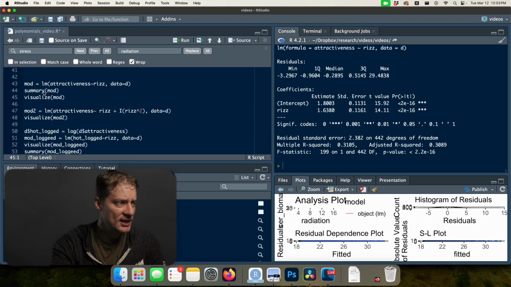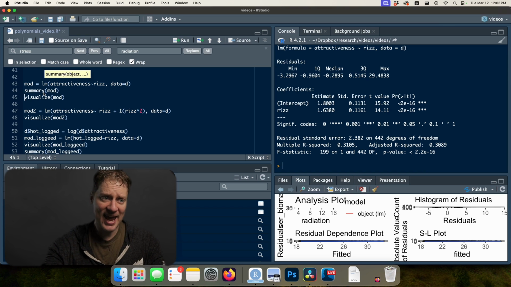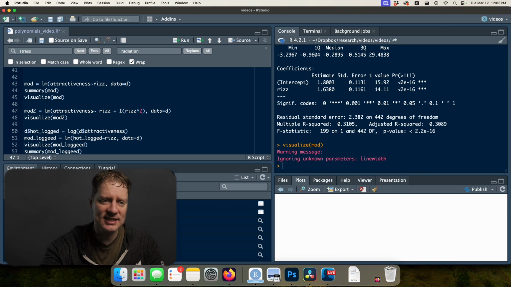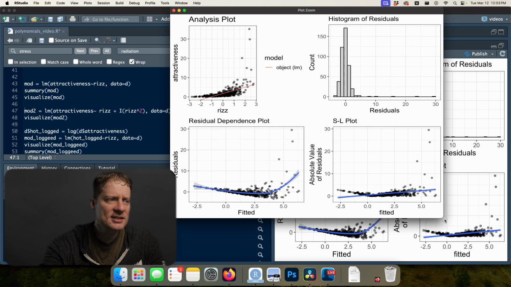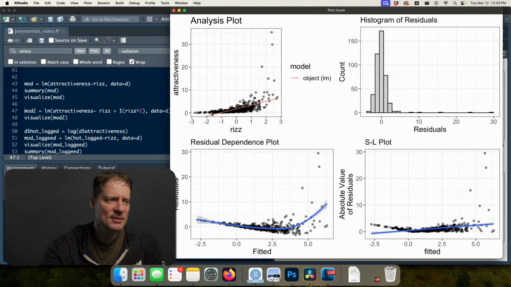Anyway, back to R. If we fit that model, we'll look at the summary again and say, wow, riz is statistically significant, yay! And then we visualize it and say, oh no, we got the wrong model. Because look at that fitted line. It is making predictions that are negative when the attractiveness scale doesn't even go negative. So we know that's a bad model, and our residual dependence plot here shows us we've got some bend in the data that we didn't fix.